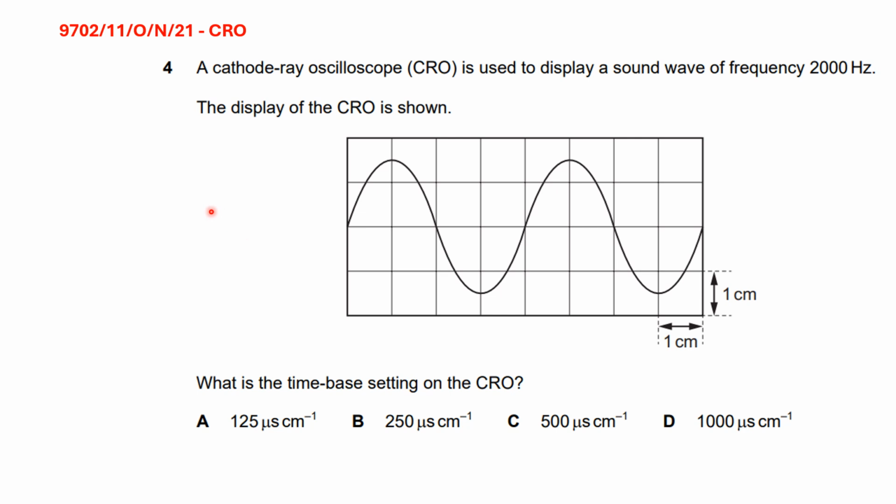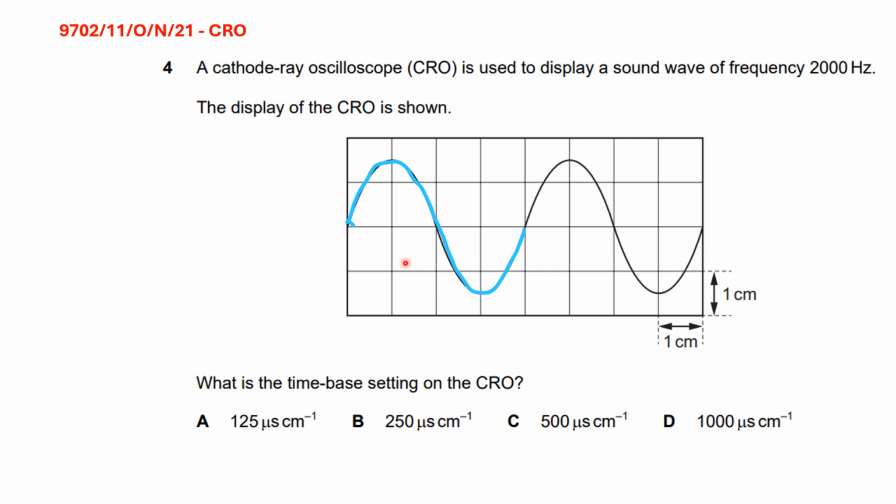One more for you to practice. I'm going to read this question. A cathode ray oscilloscope, CRO, is used to display a sound wave of frequency 2000 Hz. The display of the CRO is shown. What is the time-based setting on the CRO? Find a cycle. 1, 2, 3, 4 centimeters correspond to this cycle.